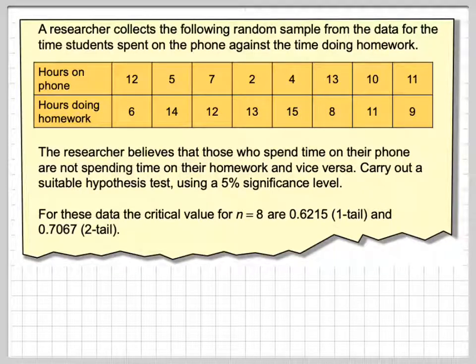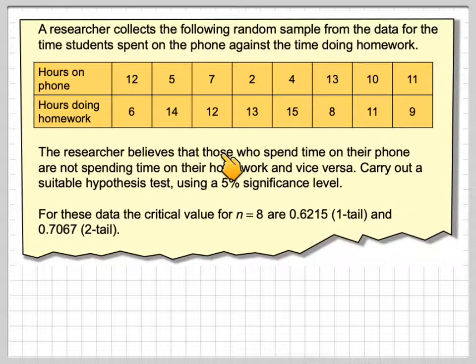In this video, we're going to use a sample correlation coefficient to test the correlation between two pieces of data. It says the researcher collects the following random sample of data for the time students spend on the phone against the time doing homework. So we've got a table here: these are the hours spent on the phone, and these are the hours doing homework.